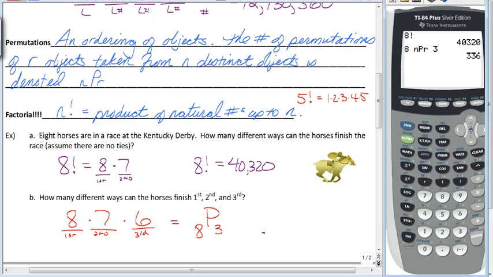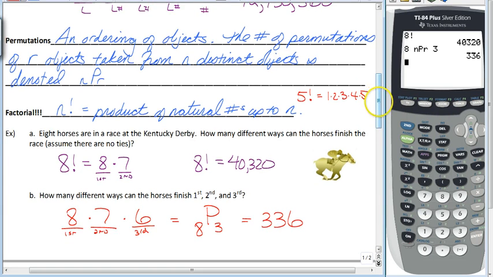Now, for that example, I understand you could probably just type 8 times 7 times 6 in the calculator quicker, but what happens if you were doing 142 permute 13? That would be a lot of work to do. So this is a shortcut for certain problems. So we have 336 different ways that they can finish in first, second, and third. Okay, again, going back to horse racing, that's why odds are not that good.